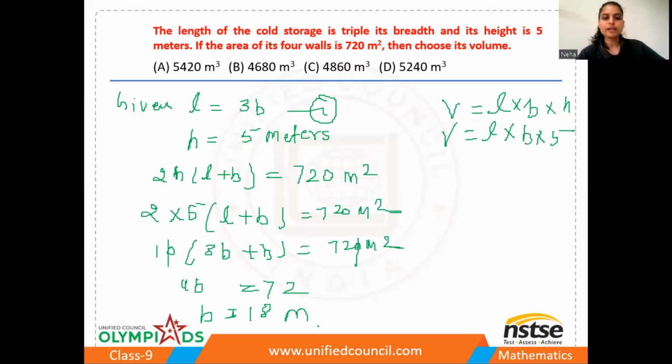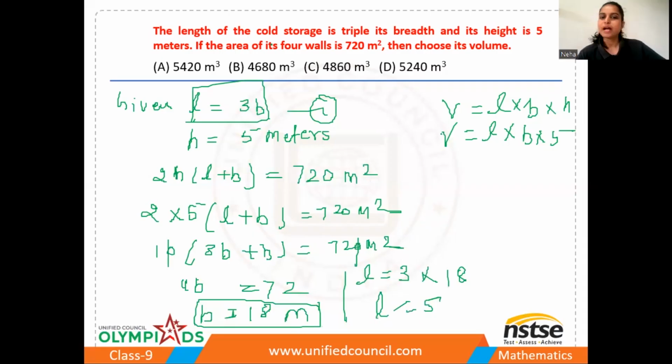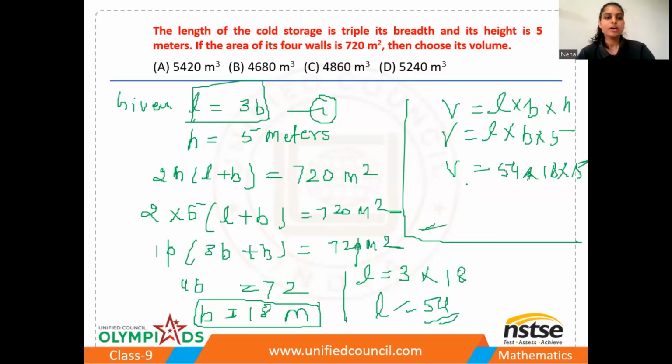That means B is equal to 18 meters. Now I have the value of B, so let's find the value of L also. L is equal to 3 into B. B is 18, so L is equal to 54. I have the values of L and B, so I can easily find the value of volume. Volume is equal to L which is 54, this is 18 and this is 5. Just multiply it and you can get your answer, which is 4860 meter cube. Yeah, this is your answer.